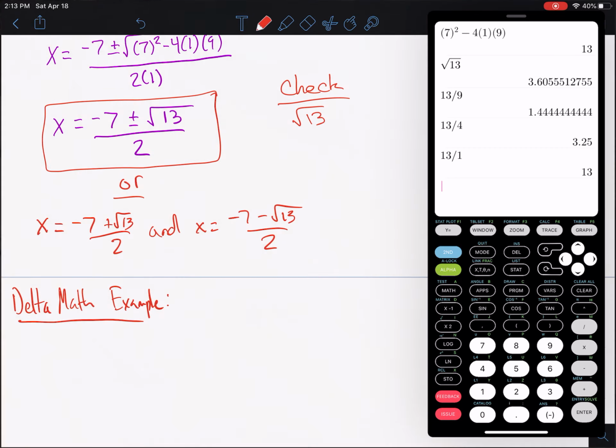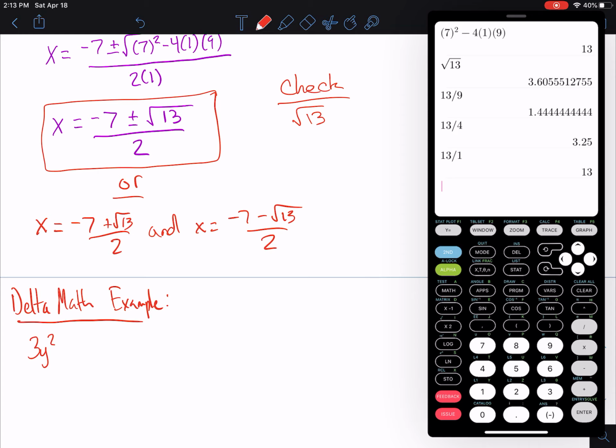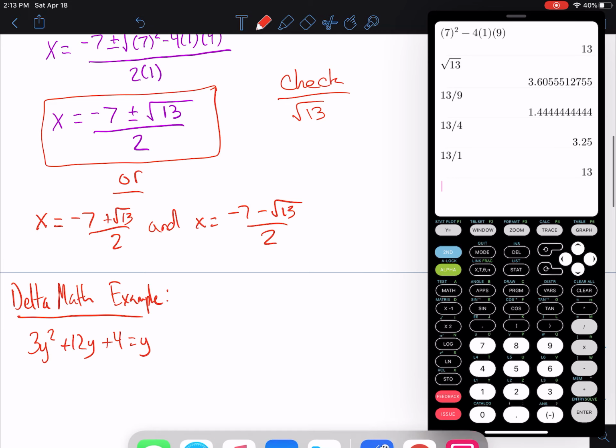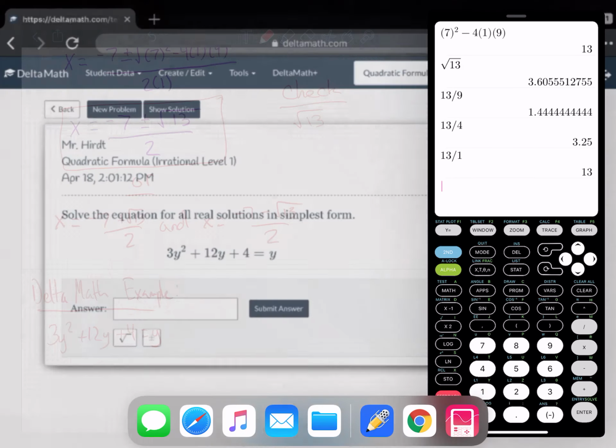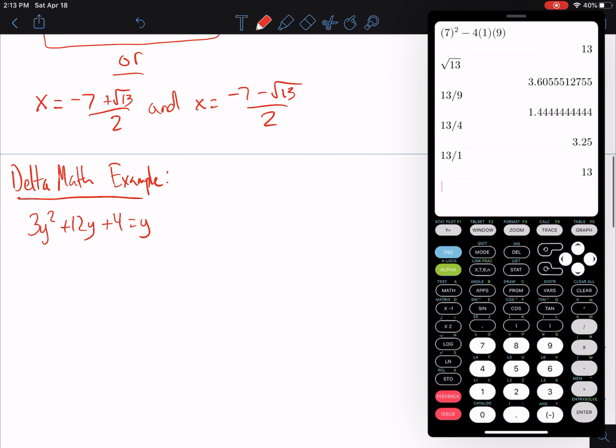Okay, so 3y squared plus 12y plus 4 equals y. Let's just make sure that was the equation. Perfect. The very first step, which we're going to need here, sometimes you will need, sometimes you won't, is it must be set equal to 0.